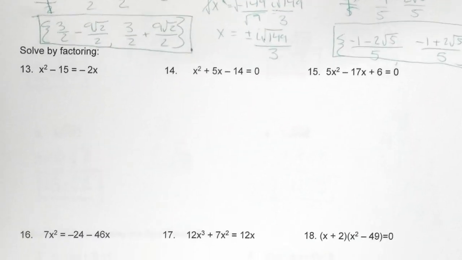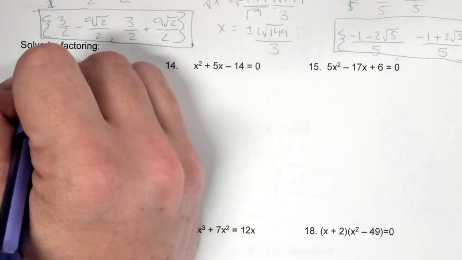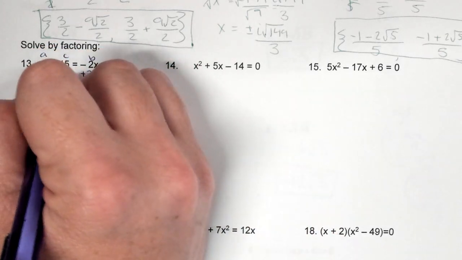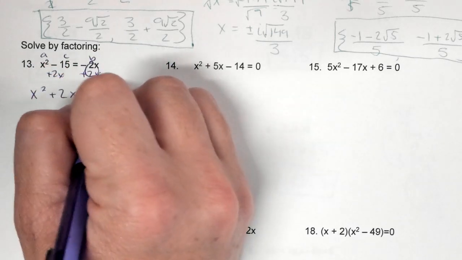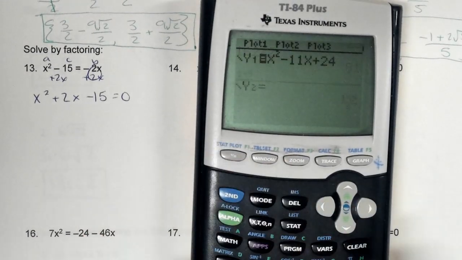Now we're going to solve by factoring. I want you to notice right here, first off, I have to get it equal to 0. This is my a term, my c term, my b term. So I'm going to add 2x to both sides and I get x squared plus 2x minus 15. And because a is 1, I can do it in the calculator.